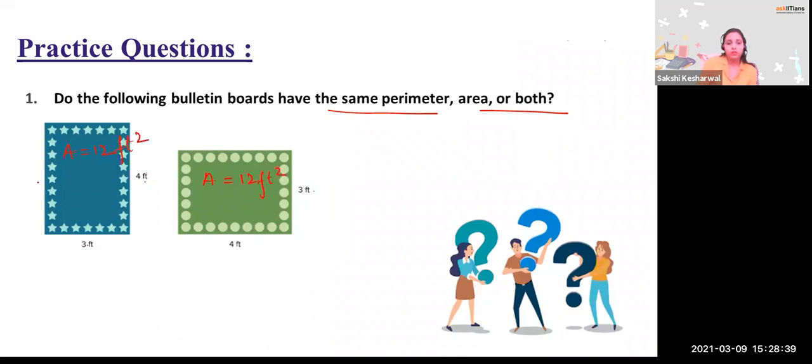Feet is square. What will be its perimeter? It will be what? 2 times, that is 4 plus 3 is what? 7. 7 into 2 is what, beta? 14 feet. Right? And what will be the other's perimeter? Basically, this is 4 plus 3 is what? 7. 7 into 2 is what? Again, 14 feet. That's it. You got the perimeters and the areas both are equal, right?